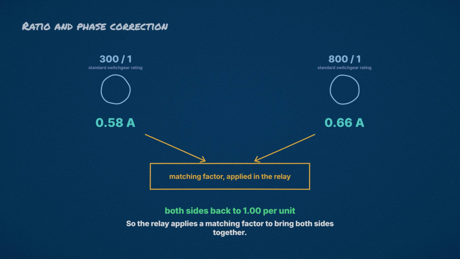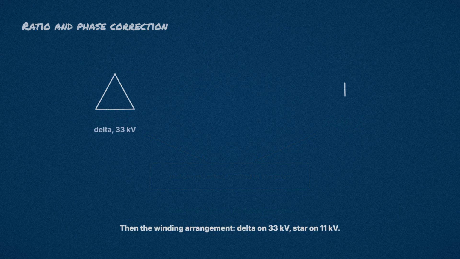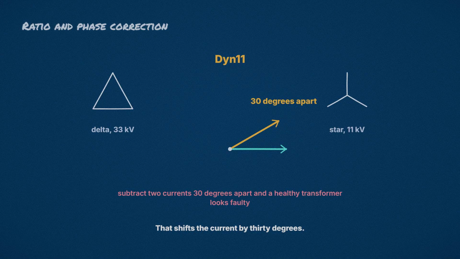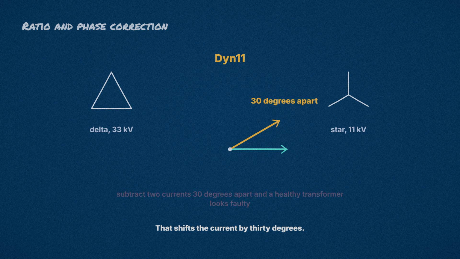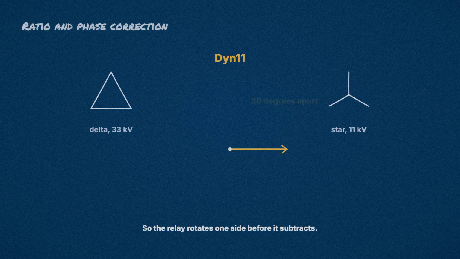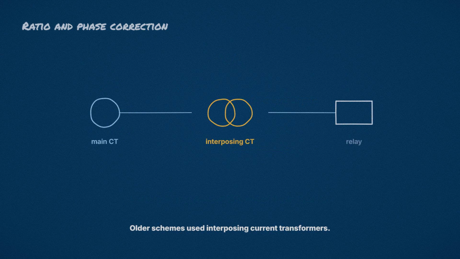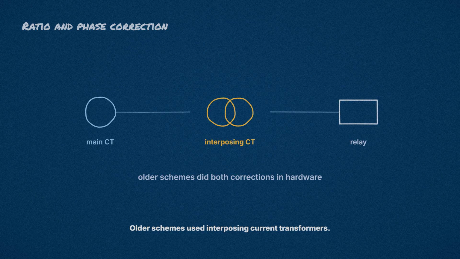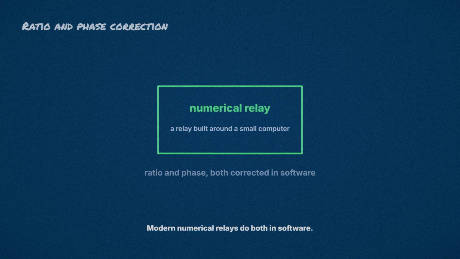Then there is the winding arrangement. On our transformer, the high voltage winding is a delta, and the low voltage winding is a star. That arrangement shifts the current by 30 degrees. Subtract two currents that are 30 degrees apart, and you get a large difference out of a perfectly healthy transformer. So the relay rotates one side before it subtracts. Older schemes did this with interposing current transformers, wired between the main current transformers and the relay. Modern numerical relays, which are relays built around a small computer, do both corrections in software.